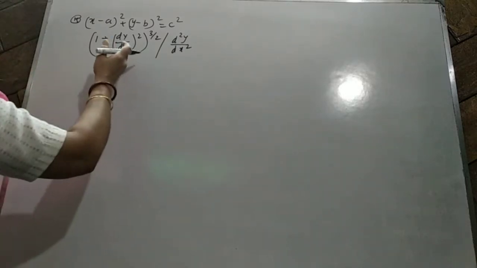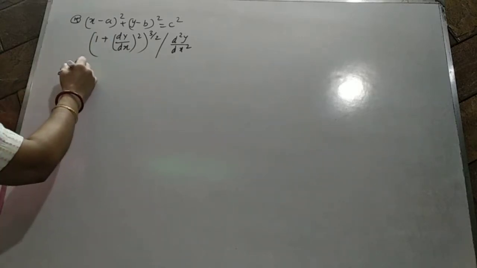That means a constant should come in the result, but a and b should not be in the result. That is the question. Anyhow, yesterday I explained it to you. First I am finding the numerator, then the denominator. For this purpose, we have to find the first differentiation, dy by dx. So 2 into (x minus a) plus 2 into (y minus b) into dy by dx equal to c square differentiation, which is 0. If I divide through by 2, then we directly get dy by dx equal to minus (x minus a) the whole upon (y minus b). Don't operate this minus inside. Take it as equation number 2.